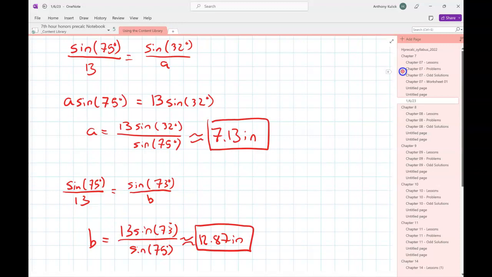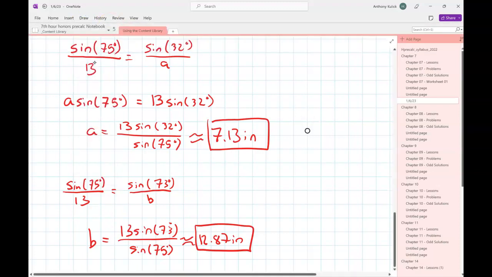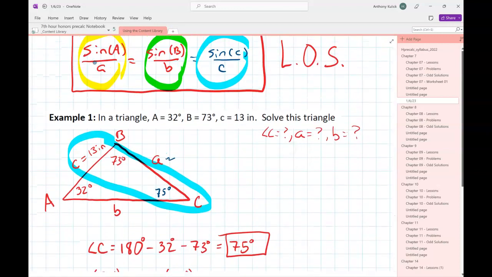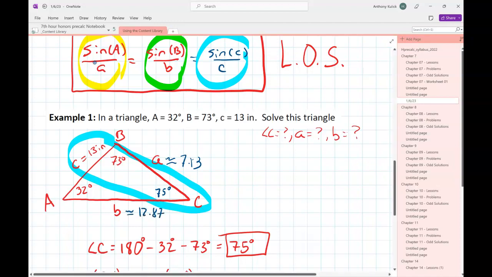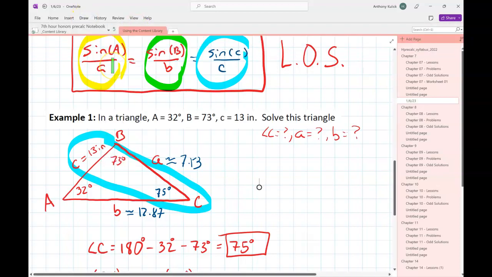Everybody happy? One quick thing we can do is a kind of pseudo check. If I go back and look up here, the pseudo check that I can do is I remember from geometry that the biggest side should be opposite the biggest angle. I see that 75 and 13.